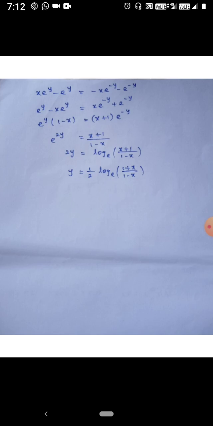We will get e power 2y equals x plus 1 by 1 minus x. And we get the value for y as 1 by 2 log base e of 1 plus x by 1 minus x by simplifying the above equation. Replacing y by tanh inverse of x, we get tanh inverse of x equals 1 by 2 log e of 1 plus x by 1 minus x. So we have proved all the three statements.